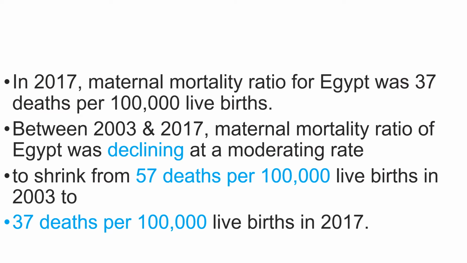In 2017, maternal mortality ratio for Egypt was 37 deaths per 100,000 live births. This is the maternal mortality ratio. Between 2003 and 2017, maternal mortality ratio of Egypt was declining at a moderating rate. It shrank from 57 deaths per 100,000 live births in 2003 to 37 deaths per 100,000 live births in 2017. From 57 deaths to 37 deaths. This is moderate declining.